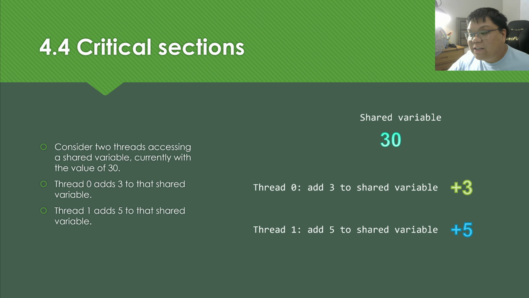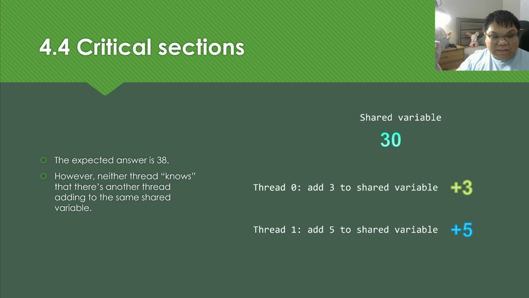So say we have two threads accessing a shared variable that has a value of 30 assigned to it. Thread 0 is going to try to add the number 3. Thread 1 is going to try to add the number 5. The expected answer is 30 plus 3 plus 5, that is 38. That is our expected answer. But that is not what we're going to get.